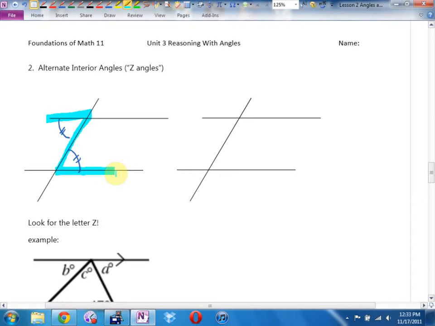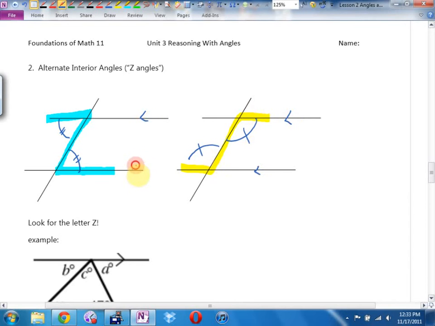Or it can be a backward Z like this. This angle and this angle are the same size. But here's the key: these have to be parallel. These have to be parallel.